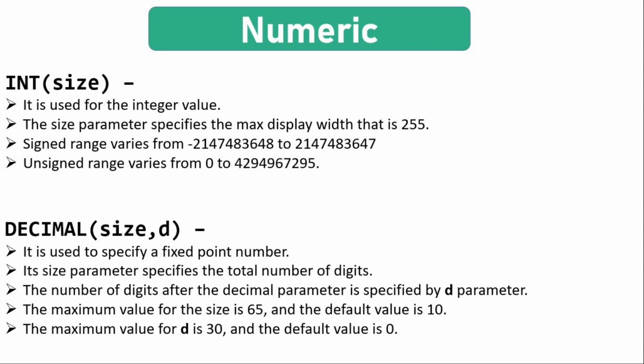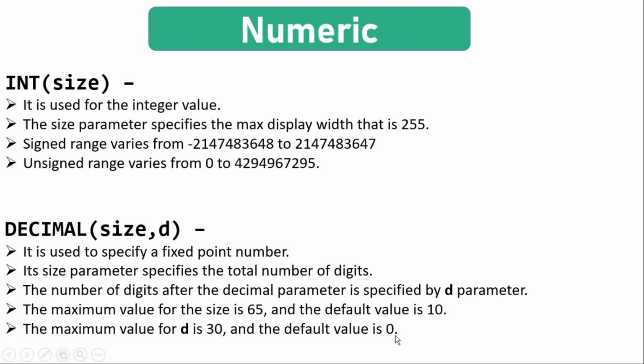Likewise, we have the decimal data type, which is used to store fixed point numbers, and it takes 2 parameters. The size parameter specifies the total number of digits, and the D parameter specifies the number of digits after the decimal. The maximum value for size is 65 and its default value is 10, while the maximum value for the D parameter is 30 and its default value is 0.